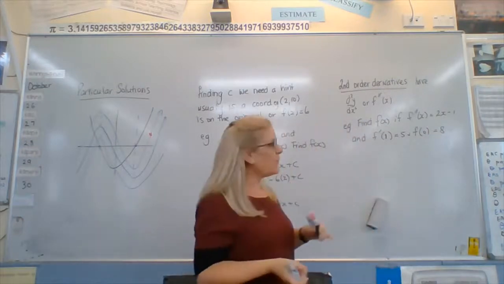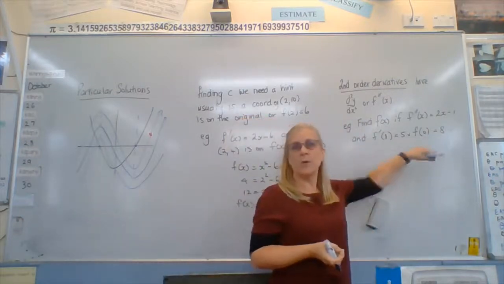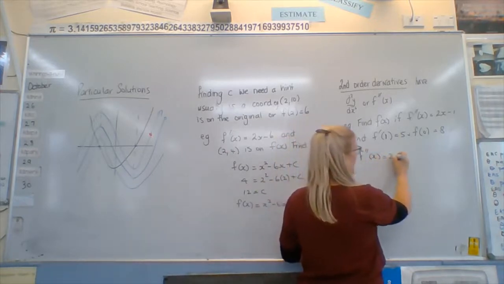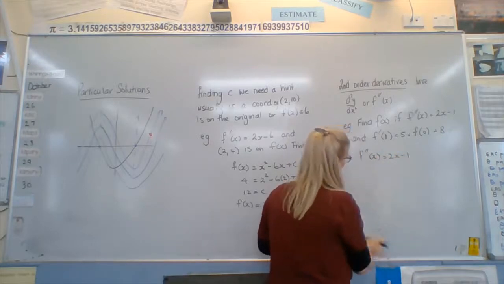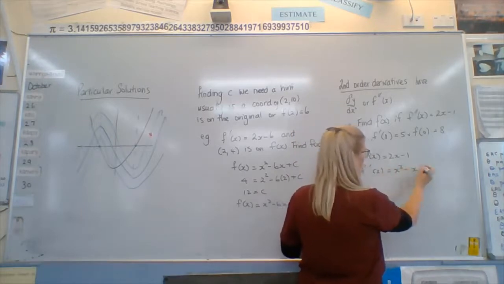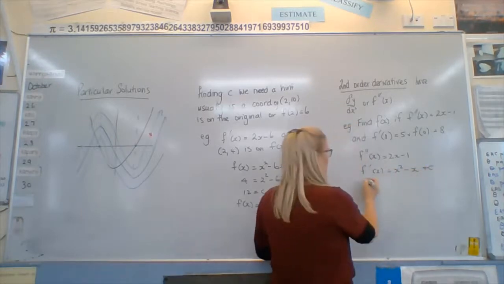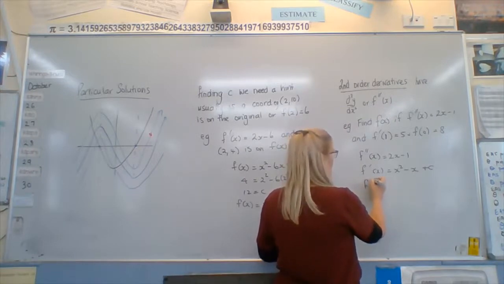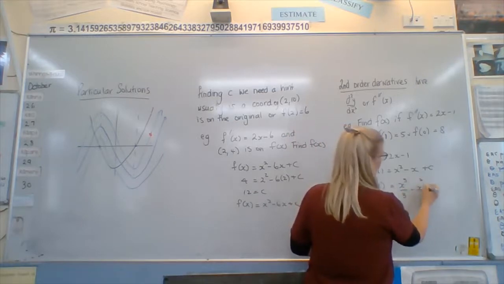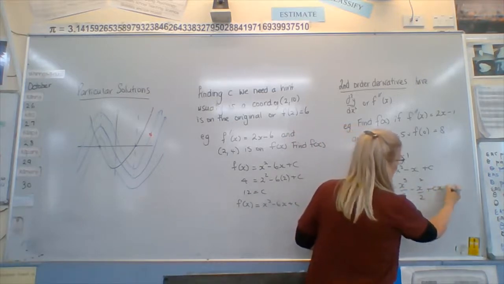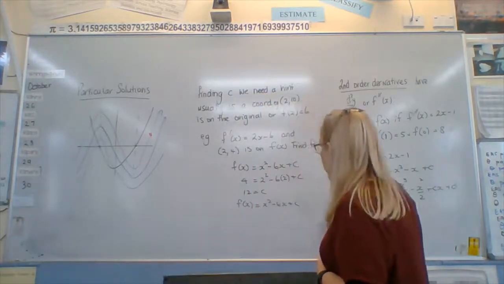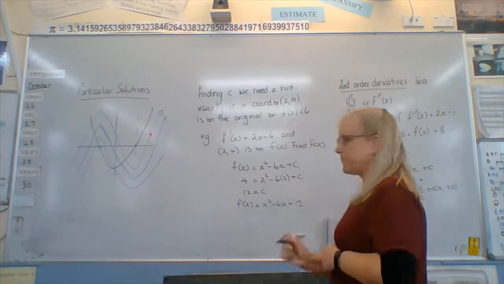And it's quite common for them to use f of 0, and I'll show you why. So once we started, we've got f double dashed of x equals 2x minus 1. F dashed of x equals x squared minus x plus c. And then f of x is equal to x cubed over 3 minus x squared over 2 plus cx plus d. I'm going to put d on.